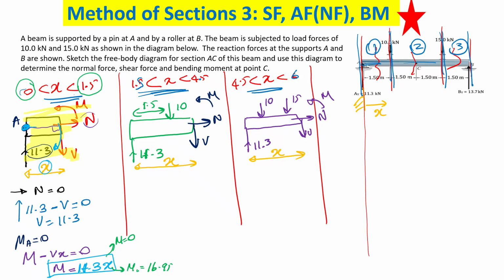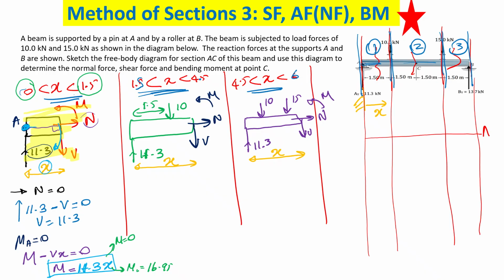Now you can draw the axial force and shear force diagram only for this section. So we need to draw for each different section. Yes, so this is the bending moment diagram. If you draw the axial force, it is 0. Shear force, what is happening? Constantly it is 11.3. Bending moment starts from this and goes to 16.95 kilonewton meters. Am I right?